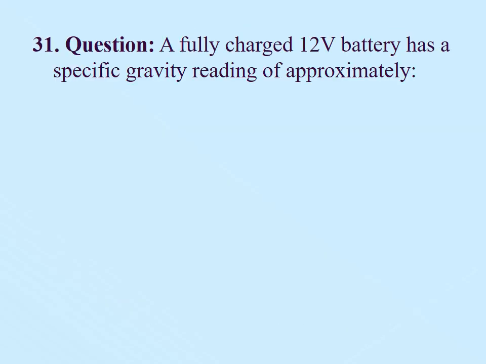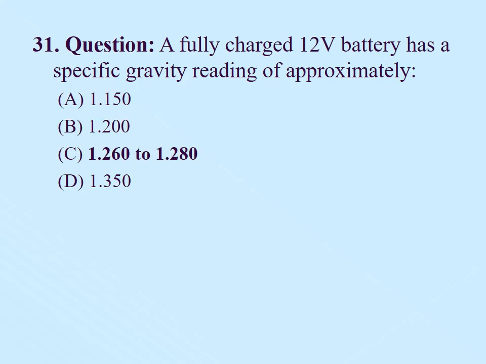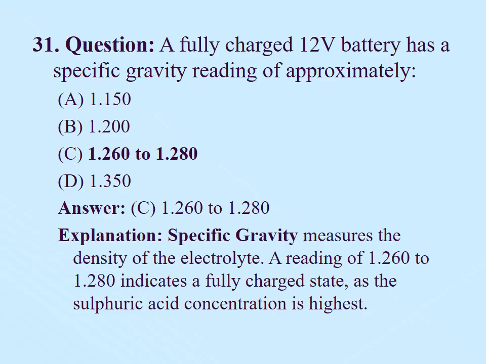Next question. A fully charged 12 volt battery has a specific gravity reading of approximately option A, 1.150, option B 1.200, option C 1.260 to 1.280, option D 1.350. Answer is option C, 1.260 to 1.280.